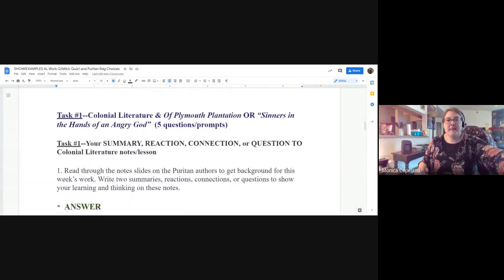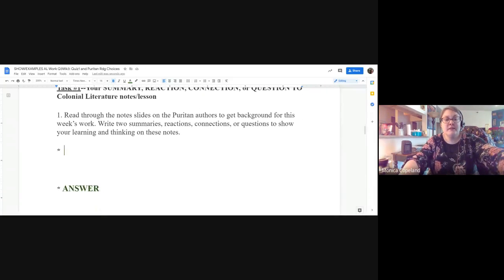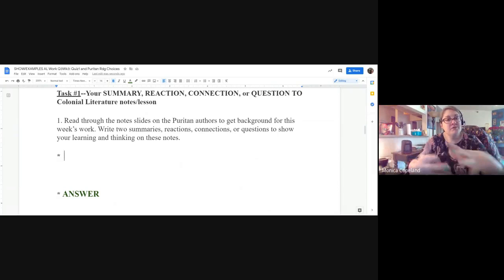All right, so first task. So this is going to be connections, reactions, or summarizing, showing your learning for the colonial literature part. So we can do this because we just learned about it. So what are 2 things that you wonder, 2 things you think about? You can take my answers here or mix and match, one from you, one from me.